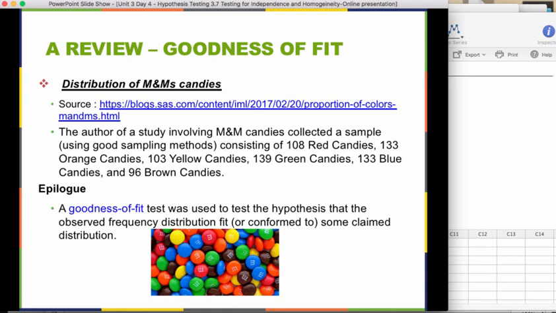Now, based on that, we could then infer that the candies came from the Tennessee factory, which is kind of interesting. So the epilogue is the goodness of fit test was used to test the hypothesis whether the observed frequency distribution conformed to the claimed distribution. The only one that it fit with was the Tennessee factory. It was not equal proportions, and it was not from the New Jersey factory. The data is consistent with candies produced in the Tennessee factory.